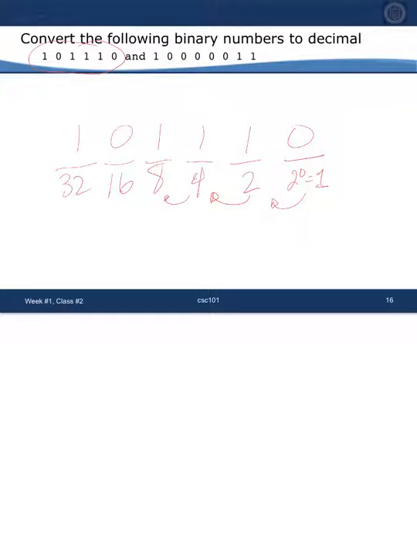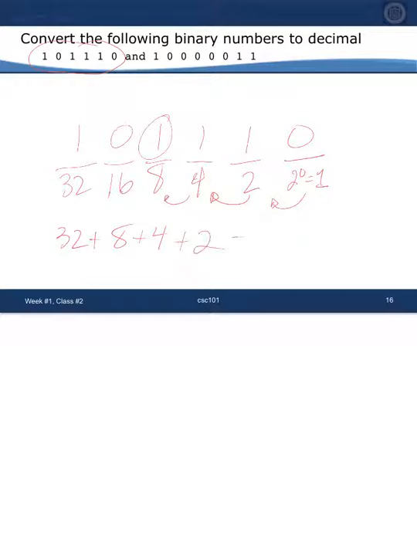So if I try to add this all up, this first digit, this 1 here, is worth 32. I don't have any 16s, so you could write 0 times 16 if you want, but I'll just leave it off. This one is worth 8 from here. The next one is worth 4, and the next one is worth 2, and then I think that's it.